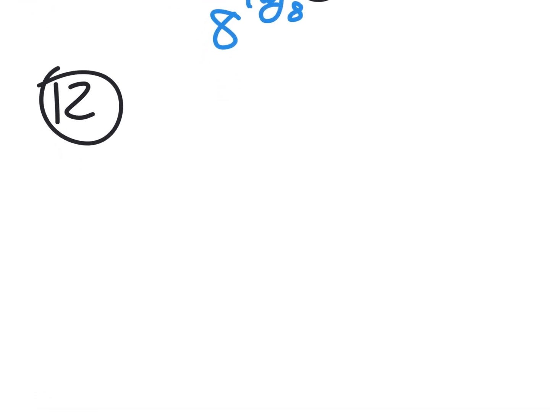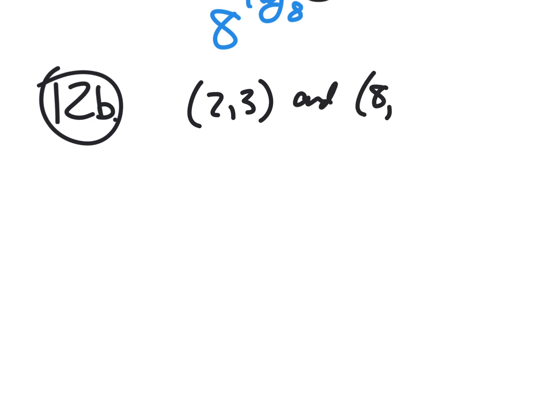Number 12, I want to remind you, they give you a bunch of points. So let's do 12b, and I'm going to make you one. Everybody write down these 2 points: 2 comma 3, and 8 comma 4.